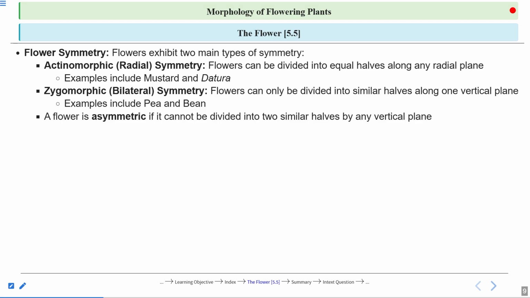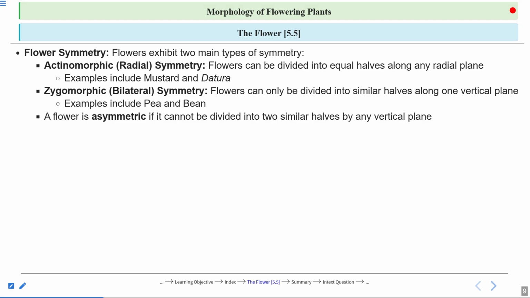Flowers can be divided into equal halves along any radial plane passing through the central axis. This is a very important point. It has many radial planes, and through those planes it can be divided into two equal halves, right? It is very important to note down the examples. Examples include mustard and dhatura, showing actinomorphic or radial symmetry.